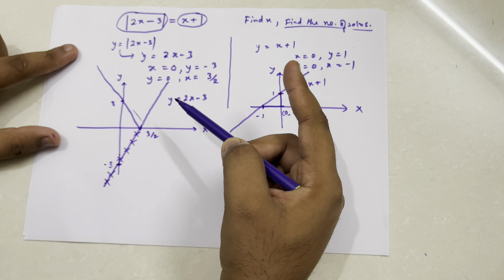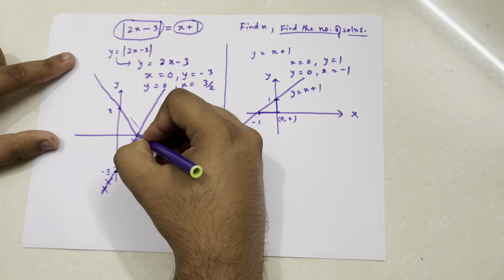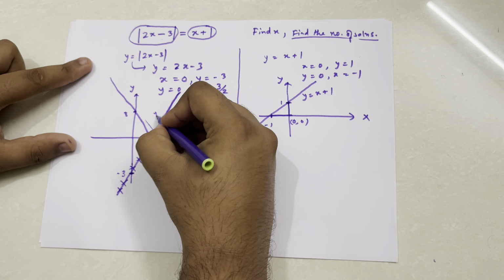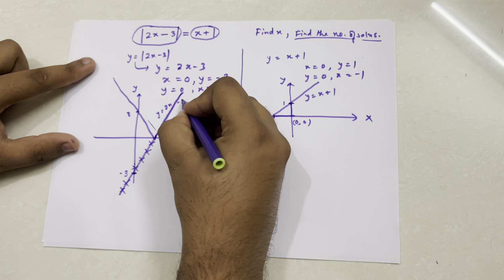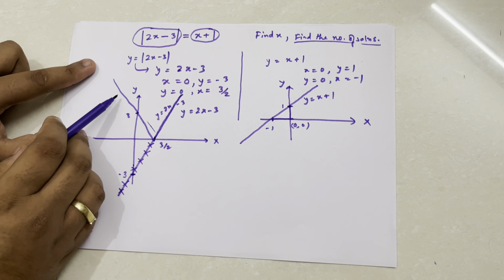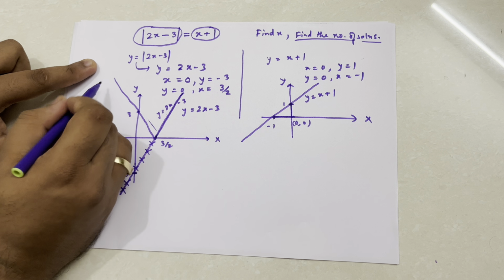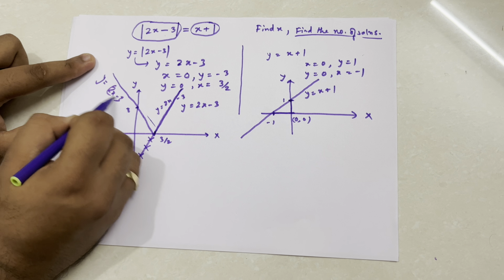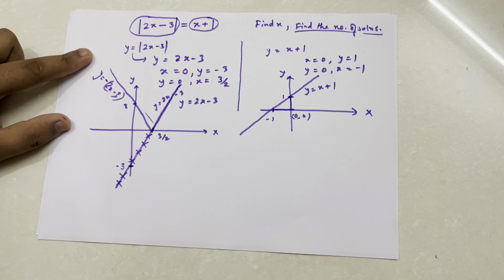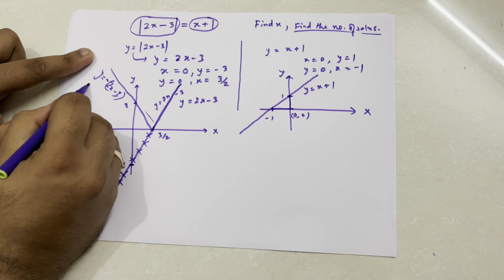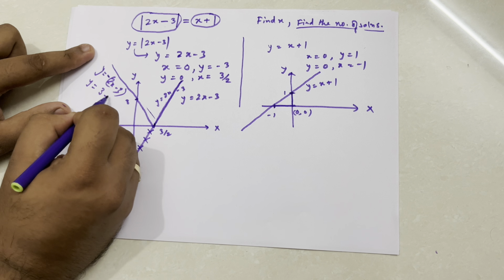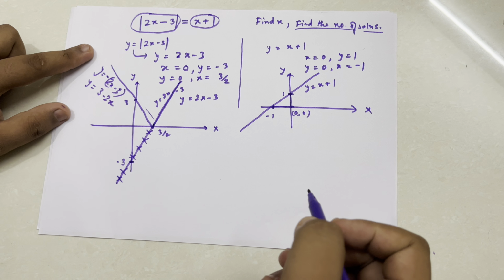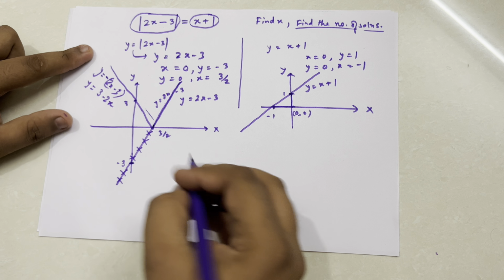Now you need to note one point over here. The equation of this line is y is equal to 2x minus 3, and the equation of this line is y is equal to, 2x minus 3 was there, a minus sign will come in front. So the equation of this line is y is equal to 3 minus 2x. It is very simple.